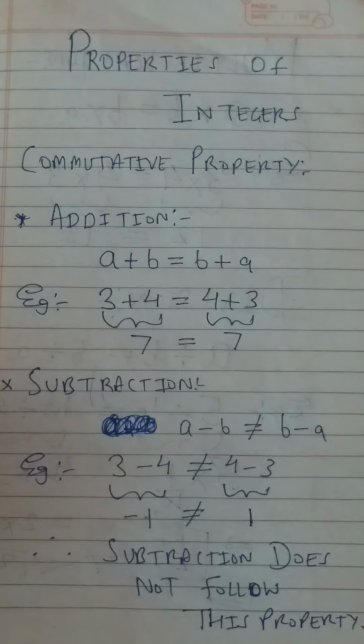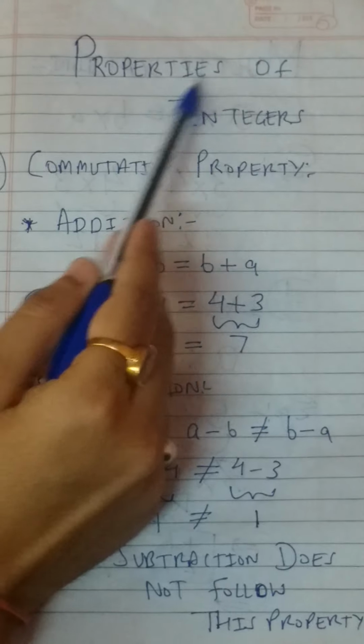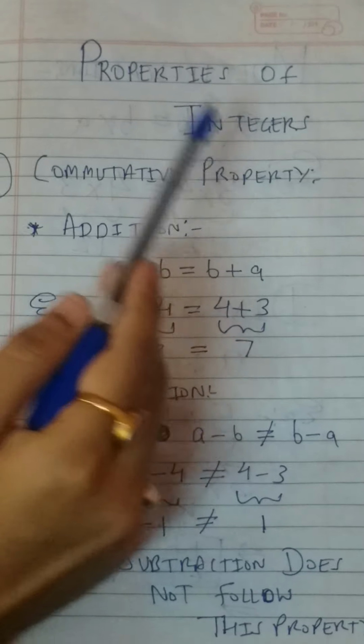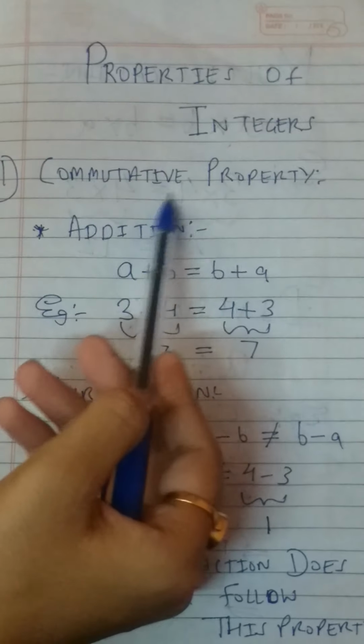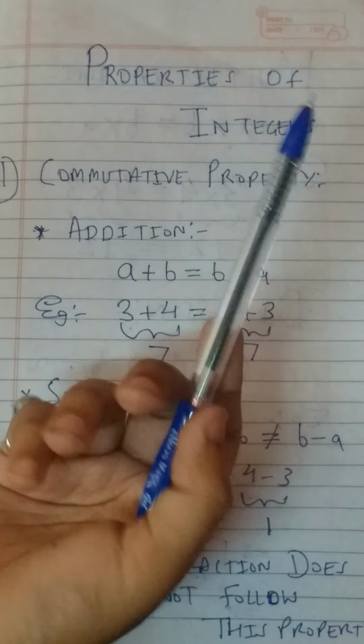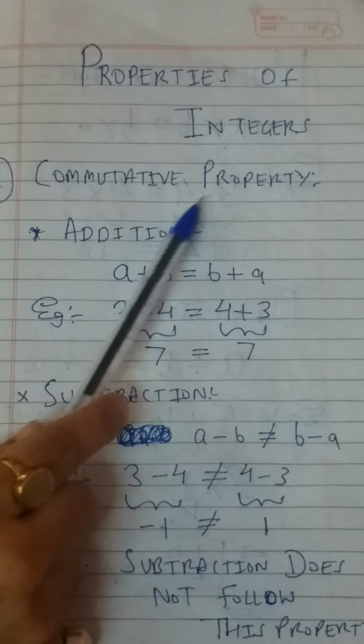Hi everyone, here we are going to study about properties of integers, and in this video we are going to study two properties, that is commutative property as well as associative property. So first we study about commutative property.